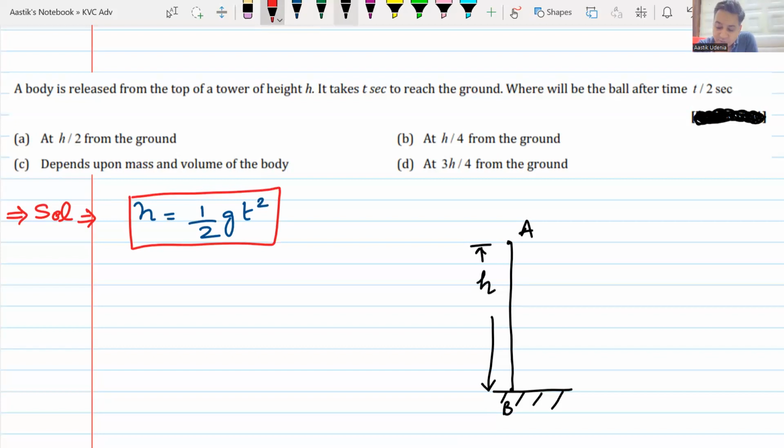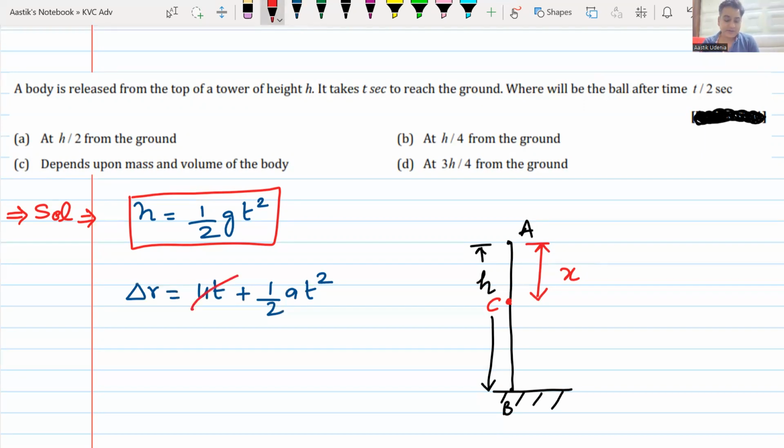Okay. Now I have to find out where this ball is after t by 2 seconds. So let me just write this point as C. And we have to find out this x. So I write the equation. How do I write the equation? Remember, with proper sign convention, I have to write the equation. I will write delta R is equal to ut plus half at square. Now u is 0.